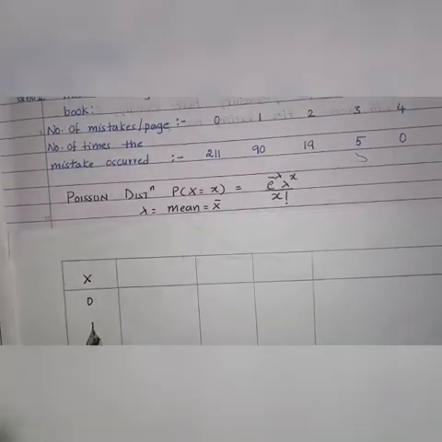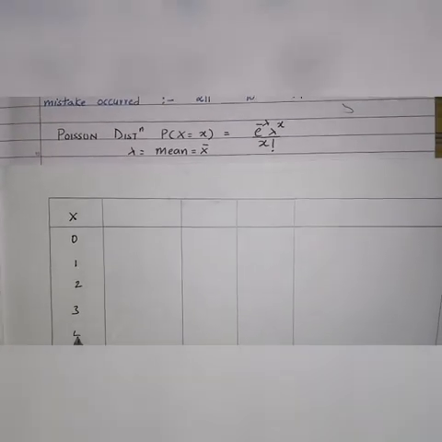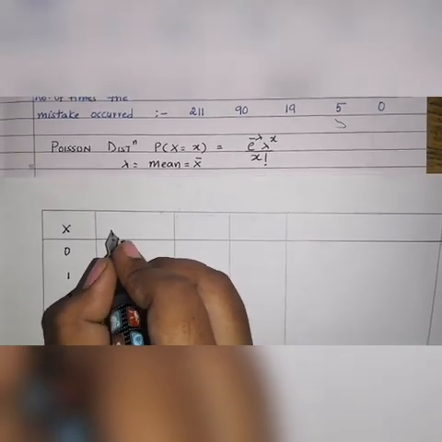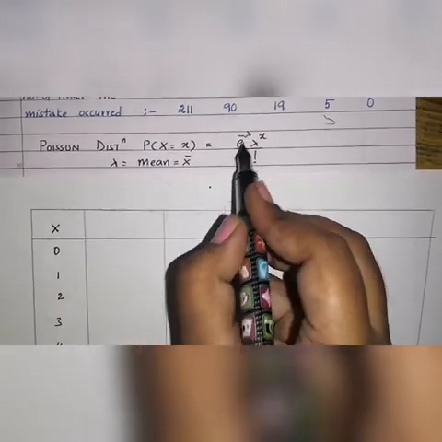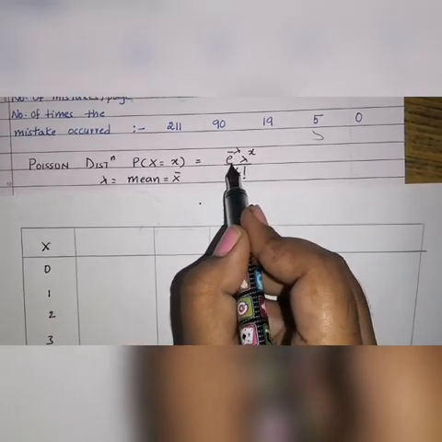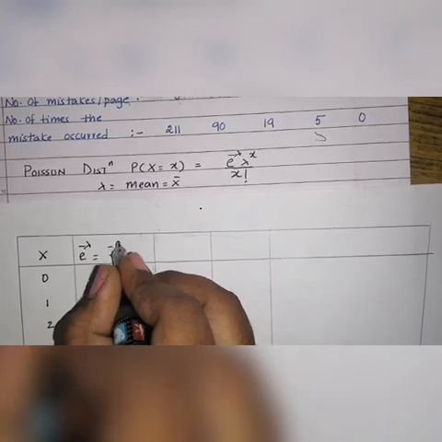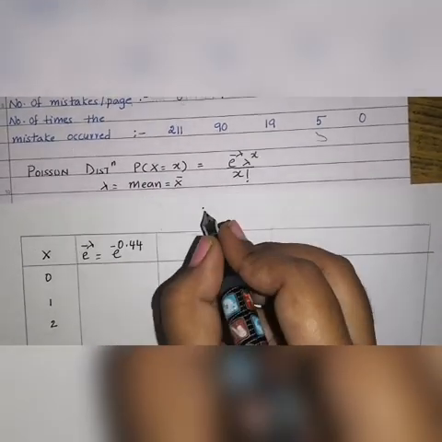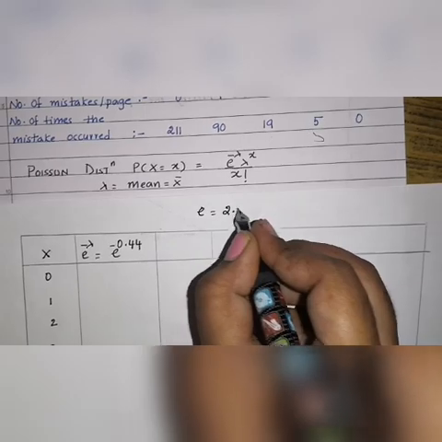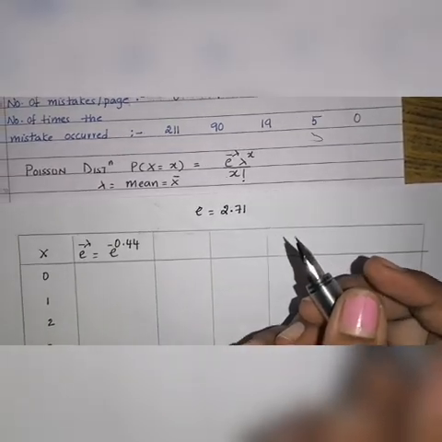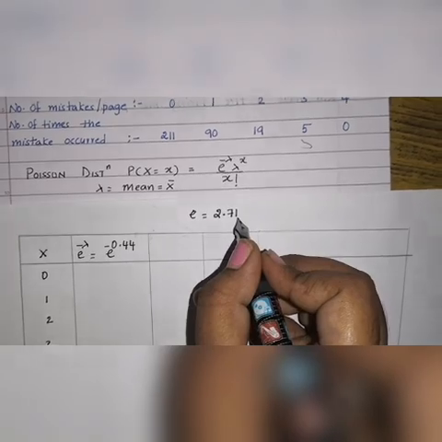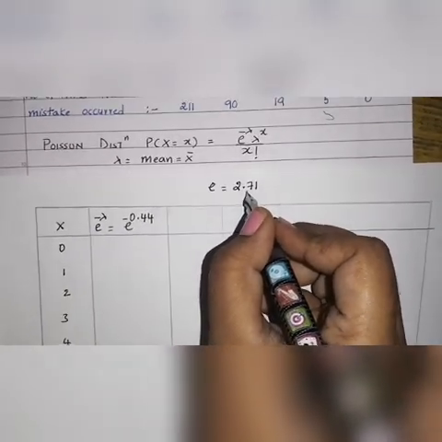I have taken a format like this. So here we have x values. We have to take the values of x. x is equal to 0, 1, 2, 3, 4. Then next is p of x, so I am calculating it separately. First I am going to calculate e power minus lambda. So e power minus lambda is equal to e power minus 0.44. So e value you could take whatever value the textbook provides. So for us I am considering 2.71.